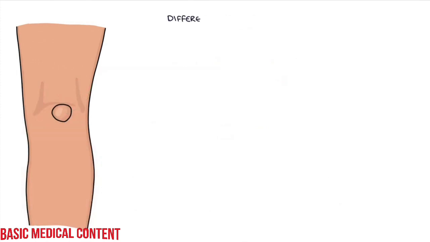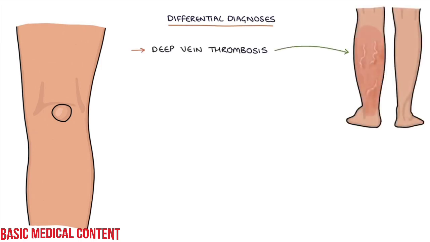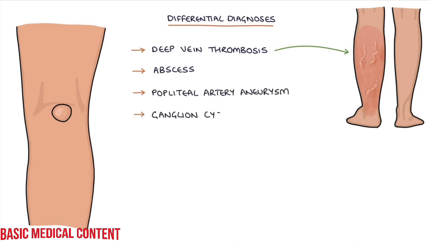Let's talk about the differential diagnoses. The key differential diagnoses of a lump in the popliteal fossa are a deep vein thrombosis, an abscess, a popliteal artery aneurysm, a ganglion cyst, a lipoma, varicose veins, or even a tumour.